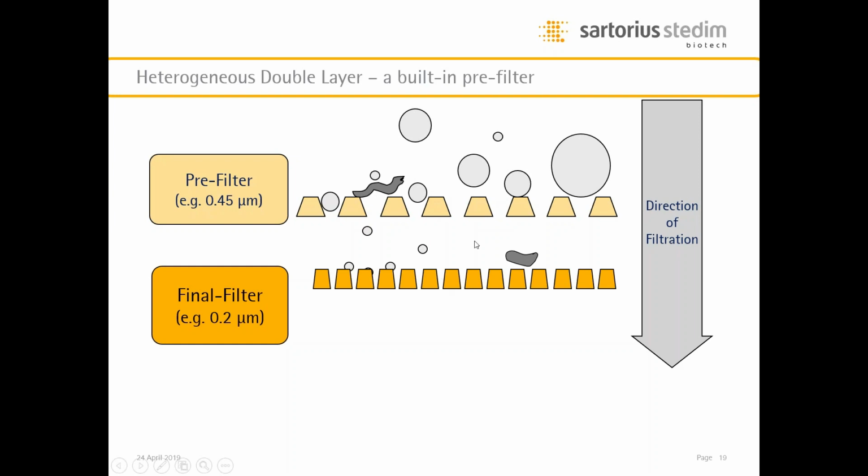And why is it so important? Because when you have only a single layer membrane, all these bigger particles would directly get access to the final filter membrane, leading to early blockage of the whole filter. So this kind of double layer concept led to an enormous increase of the total filter capacity, and by this it's possible to reduce the amount of filters needed for a given process significantly. Nowadays, it is standard to use this heterogeneous double layer concept.